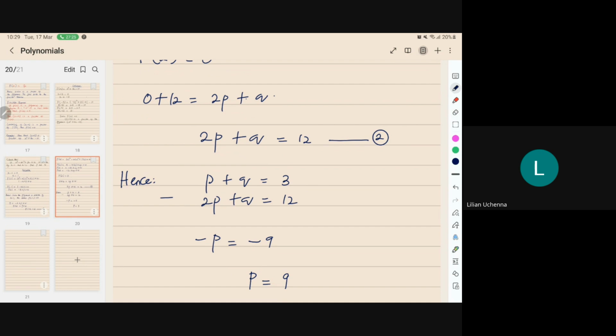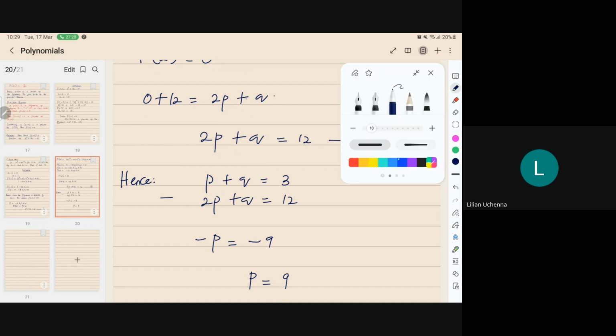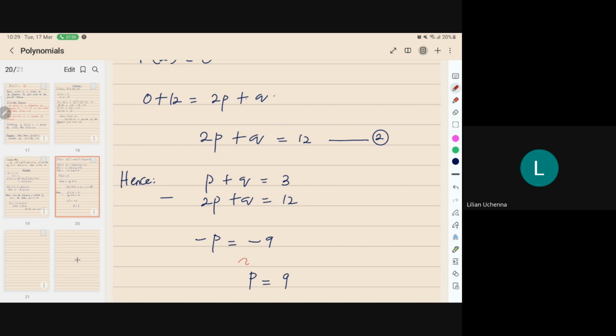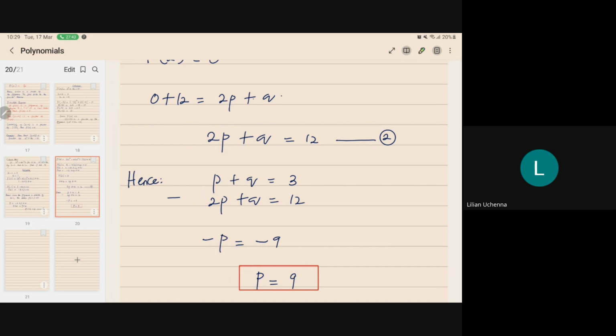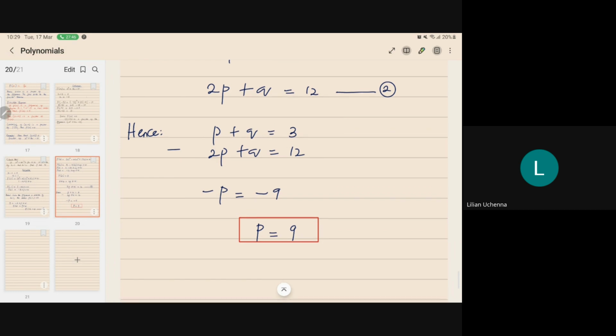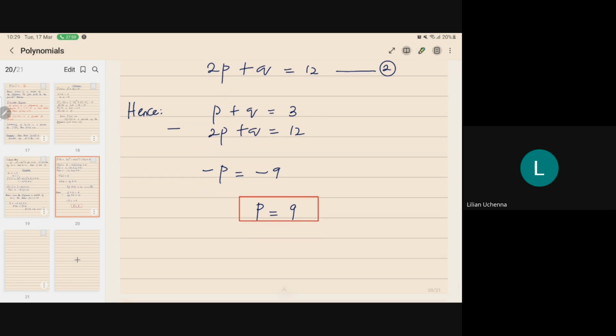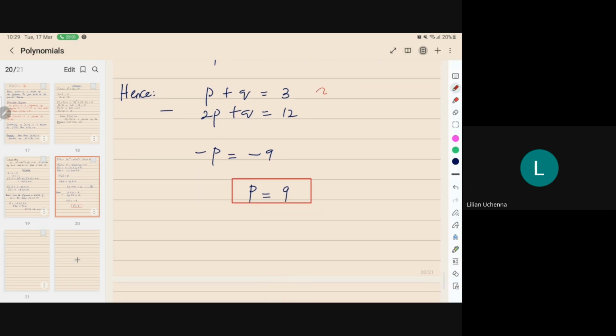So if you understand how I got that very value, can you give me a thumbs up? A thumbs up if you understood how I got that 9. I used the elimination method. Lillian, you know how to solve simultaneous equation, right? So what I did was to subtract. Since this one has p, this one has 2p, and this is q and q, if you subtract, you cancel out q. Now that I have the value of p, I can now plug in and get the value of q. So remember that this was our equation number 1.